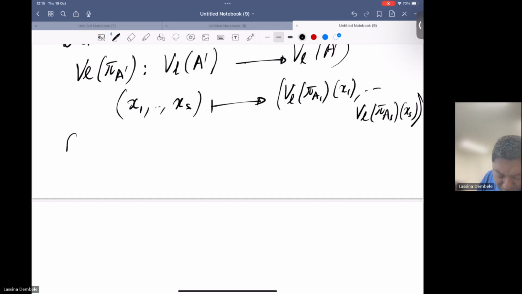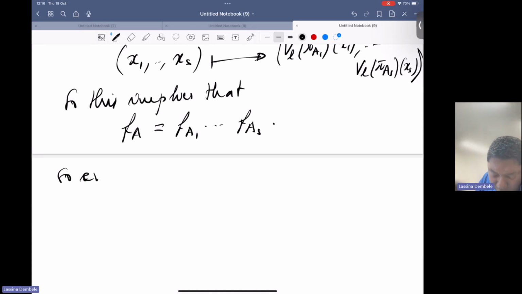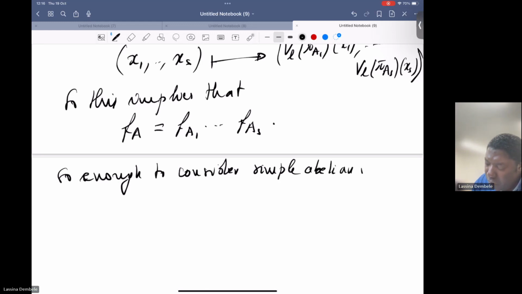And what that means is, this implies that if I take the characteristic polynomial of Frobenius for A, it would simply be the characteristic polynomial of Frobenius of A1 times the characteristic polynomial of Frobenius on A2, up to the one on AS. So this means that it's enough for us to prove the statement in I for simple abelian varieties. So it is enough to consider a simple abelian variety.